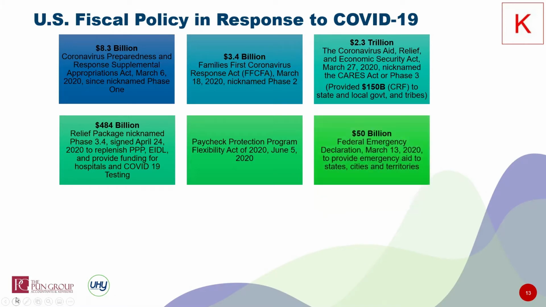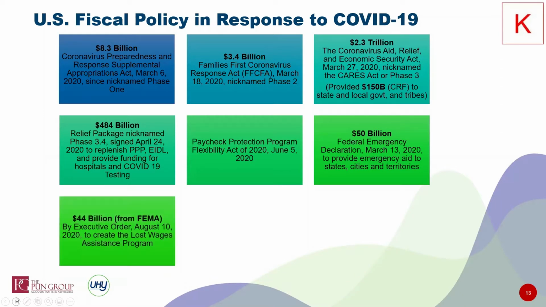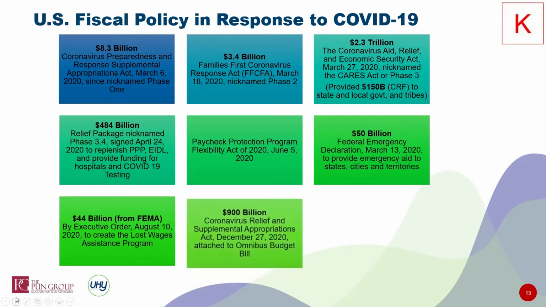Then next was a $50 billion federal emergency declaration. That's not next, it happened up in the March timeframe. And that was just additional funding for FEMA to provide aid to states, cities, and territories. So under the FEMA Act and declaring the federal emergency, that happened. And in addition, $44 billion also came out from FEMA by executive order on August 10th, and that was to essentially create the Lost Wages Assistance Program. So you may see some of that funding coming through.